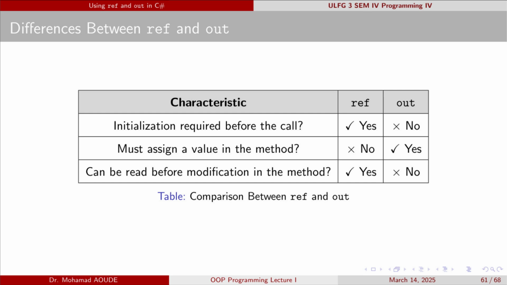Here's a quick comparison. With ref, the variable must be initialized before the method call. With out, it must be assigned inside the method. With ref, you can read and modify. With out, you must assign a new value. Choose based on your logic needs: existing value update or fresh assignment.